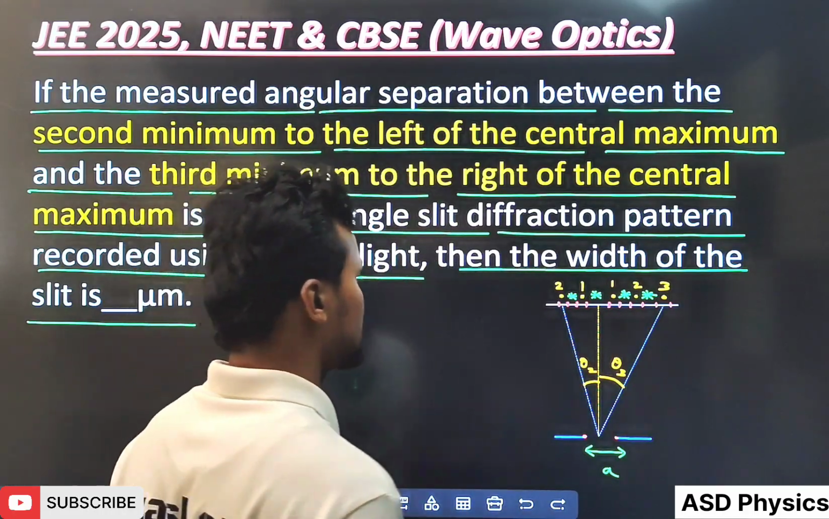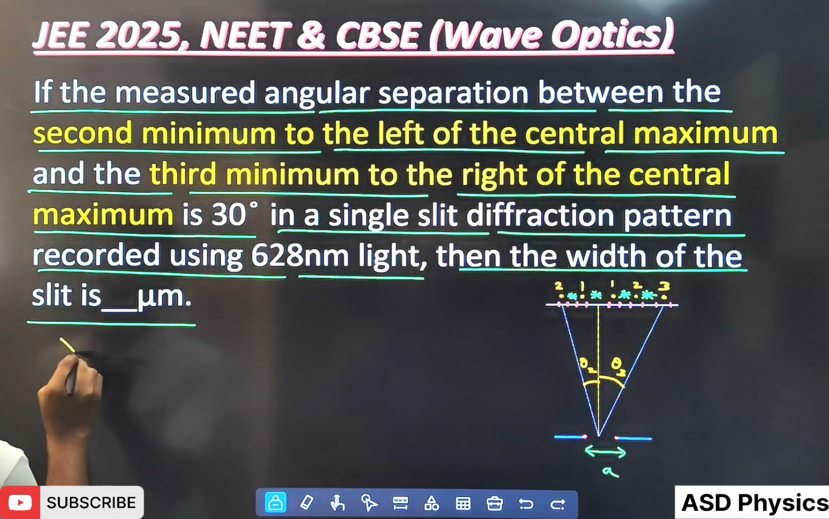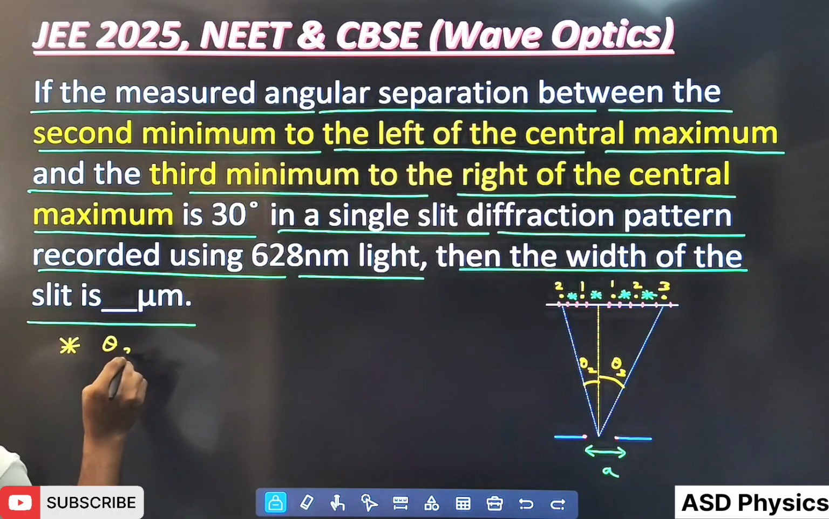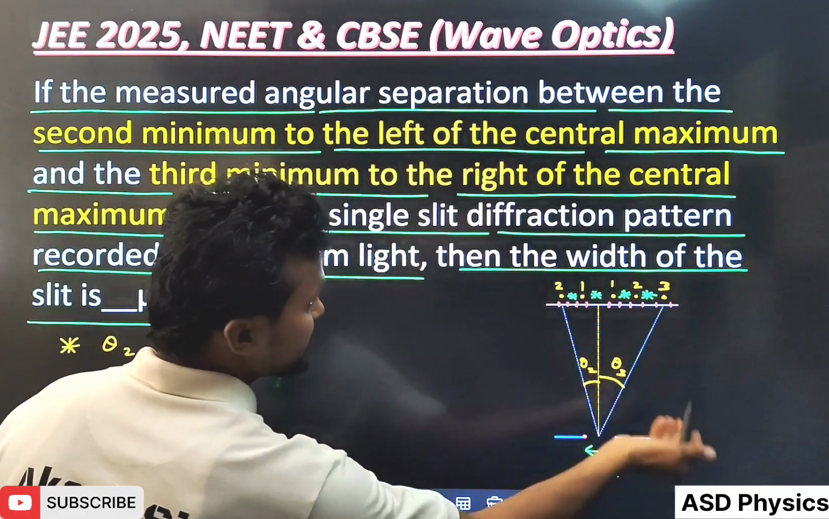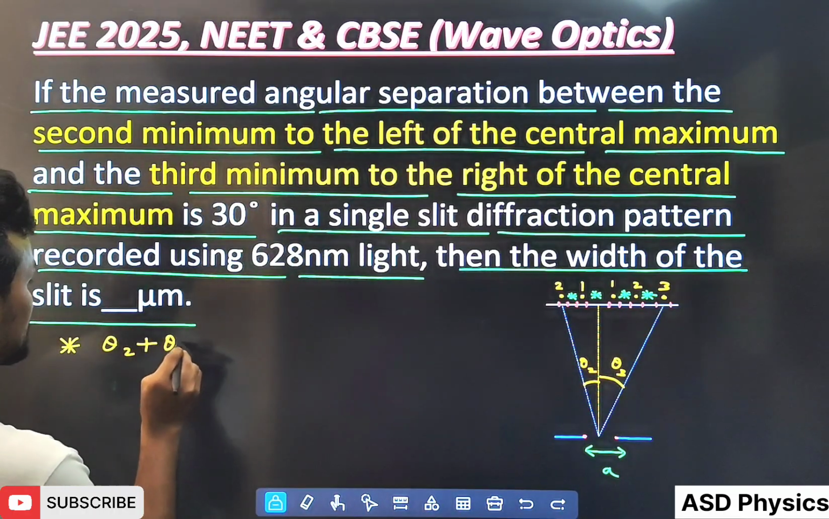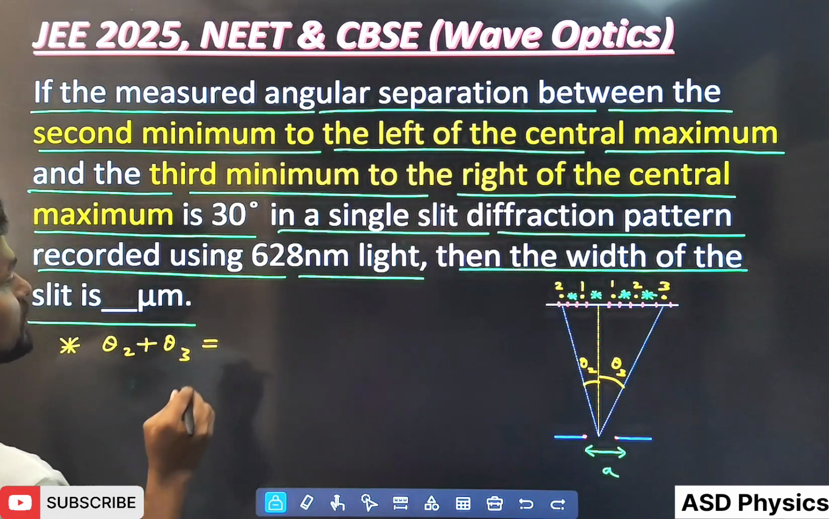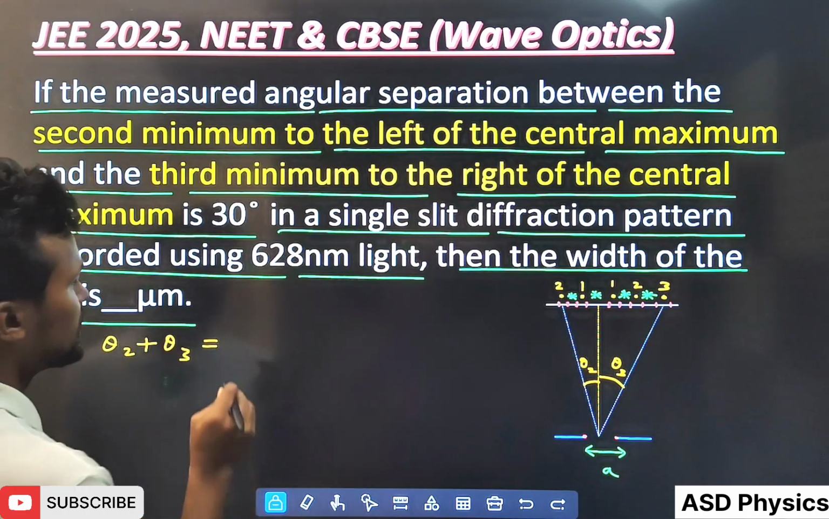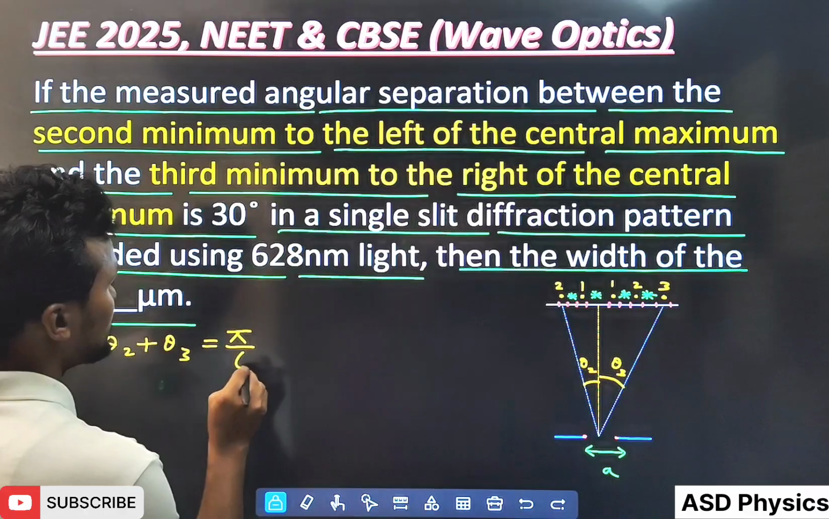Now, a very basic thing. According to the question, this angle theta 2 is on the left side and theta 3 is on the other side. So theta 2 plus theta 3 is given as 30 degrees, and in radians we can write it as pi by 6.